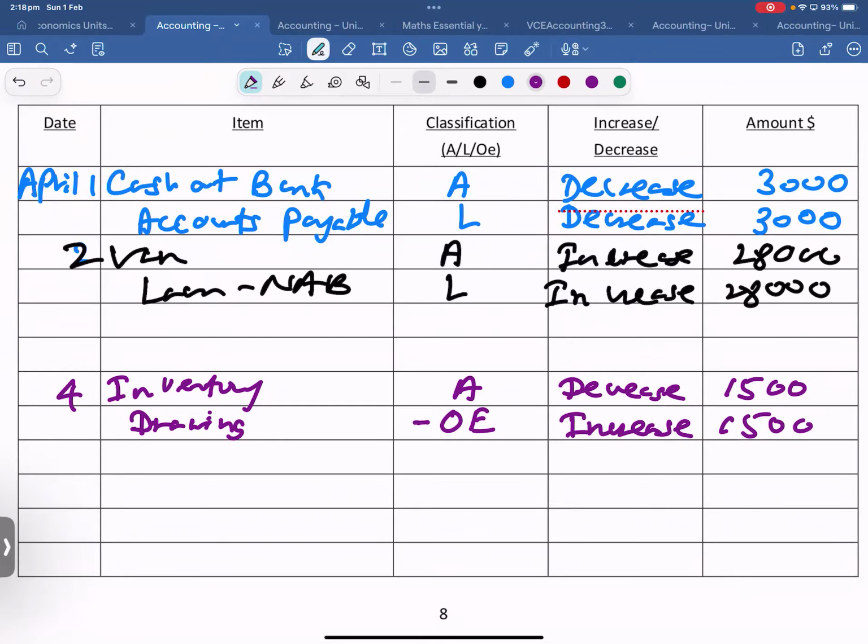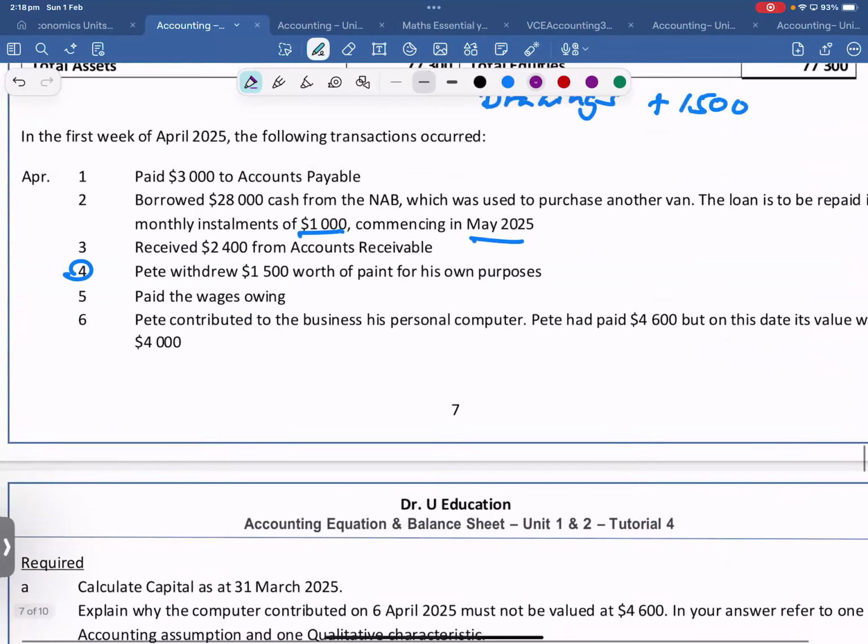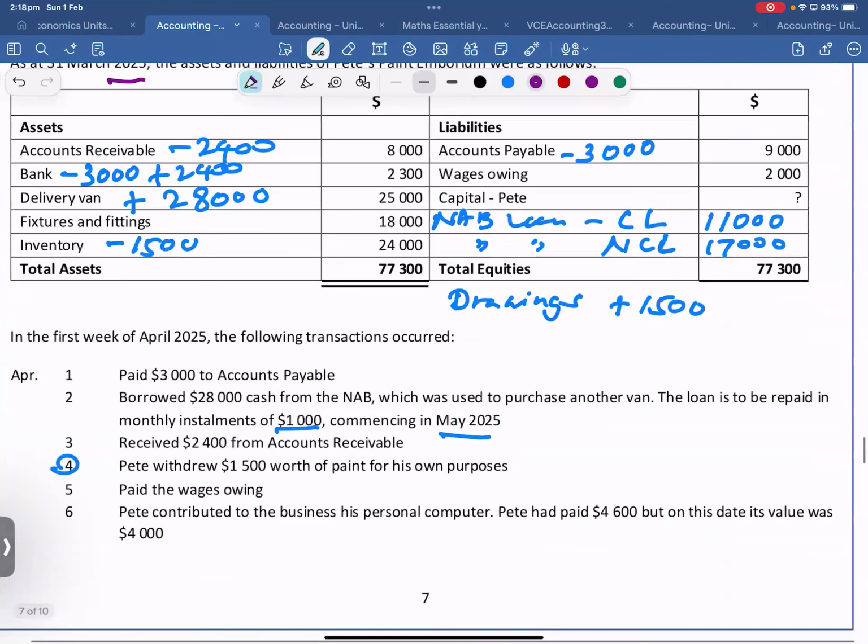Okay, good. Then number 5 will be paid the wages owing. Then what will happen to the wages owing? Plus or minus? Minus. Why? You paid it. We owed wages to the staff, so we paid it. Minus, it goes down. It's like you had the loan to pay, you pay it, then it's gone. Then the other item will be bank. Bank will be minus 2,000.